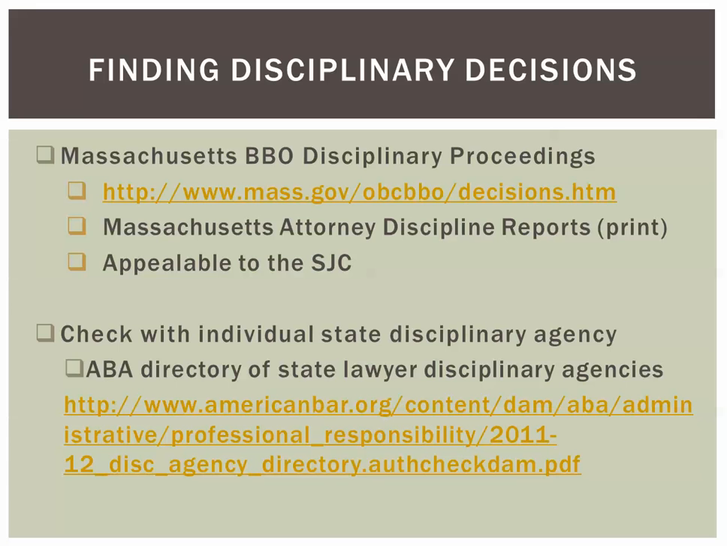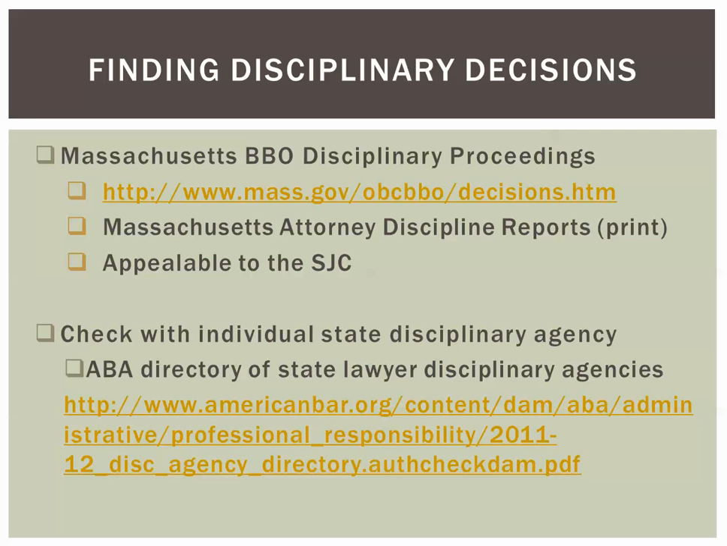In Massachusetts, we can go to the BBO website. We'll look at that in a minute. There's also a print source called the Massachusetts Attorney Discipline Reports, and as I mentioned, SJC decisions. To know what's going on in a particular state, you would have to find out what the process is for disciplinary proceedings, and you can look again at the ABA website and look at the directory of state lawyer disciplinary agencies, and I've given you the link there to the PDF.